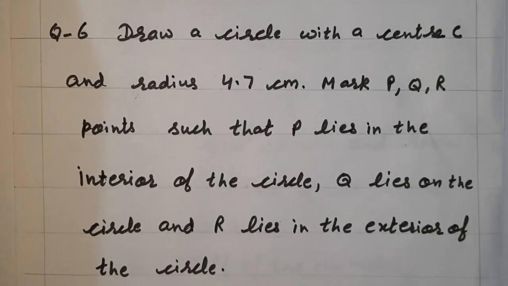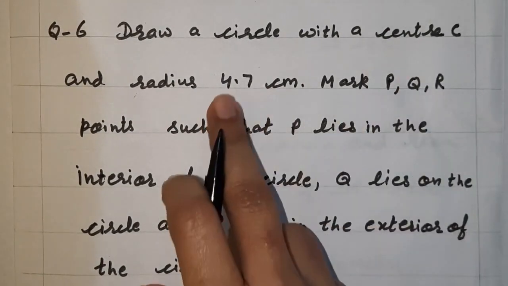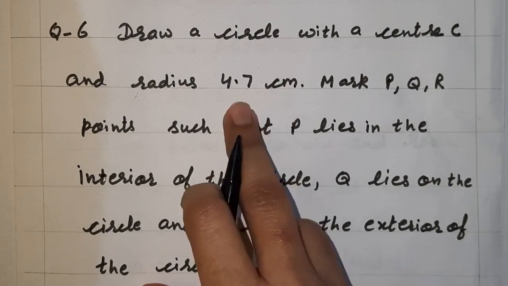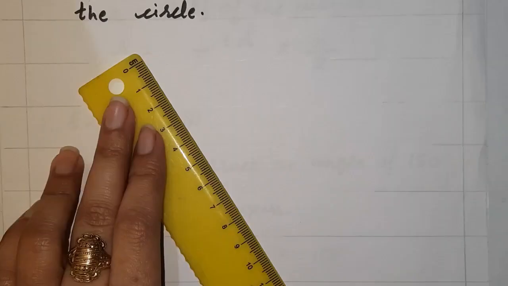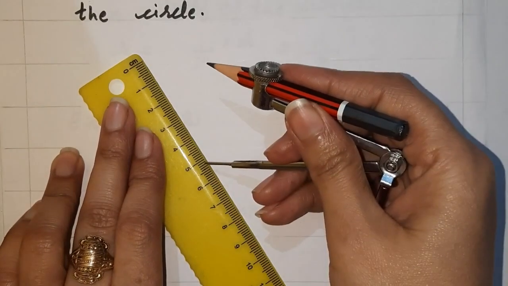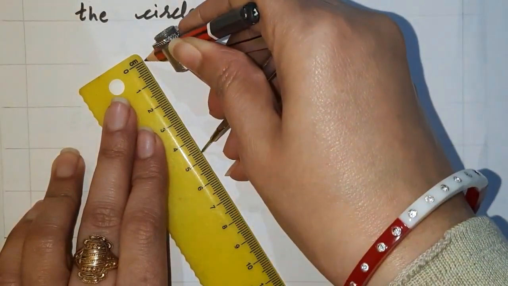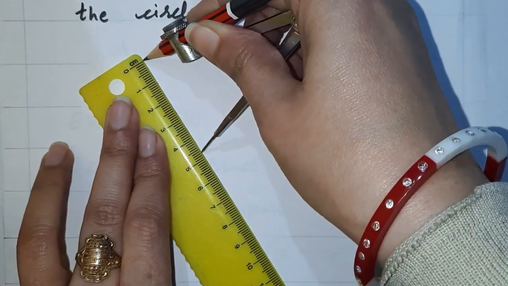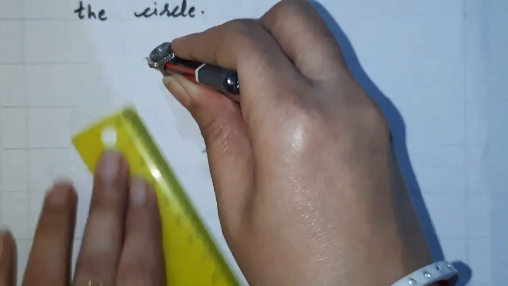I think the question is clear to you. You have to draw a circle having center C. Radius is 4.7 centimeter of the circle. P, Q, R 3 points you will show. First of all, open the compass with radius 4.7. Clear? 4.7. Draw the circle.